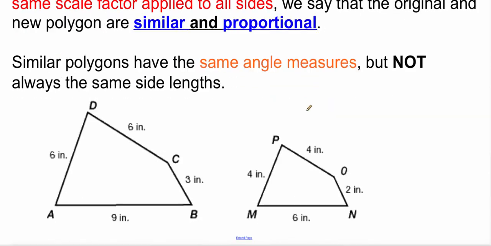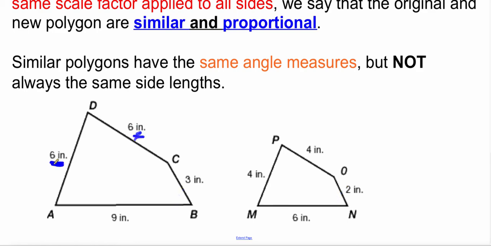So here at the bottom we have two similar polygons. How do I know? Well, I could look at angle D. That's going to be equivalent to angle P. Angle A corresponds to angle M, and we're going to say they're equal. Angle C corresponds to angle O, and angle B corresponds to angle N, and so on. Now, how do I know those correspond? Well, let's look at it this way. All of my side lengths are actually proportional to each other.